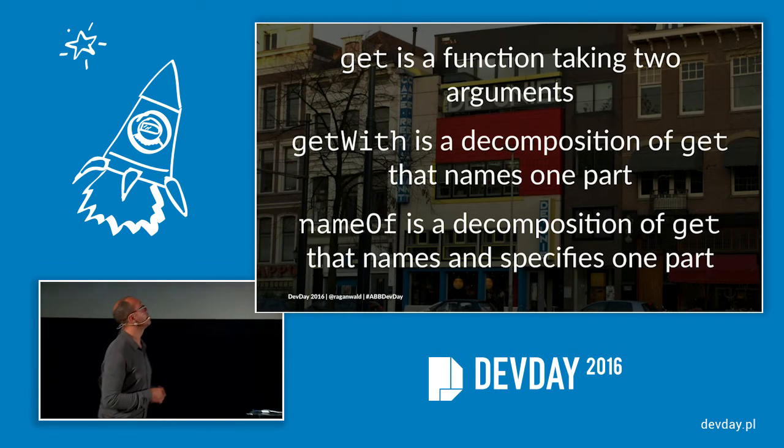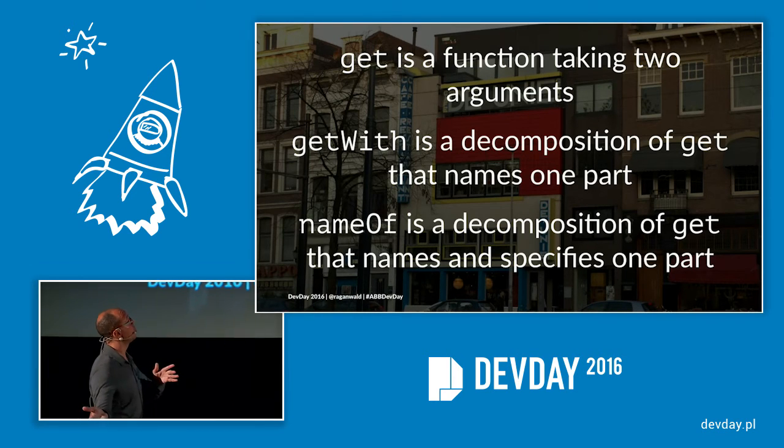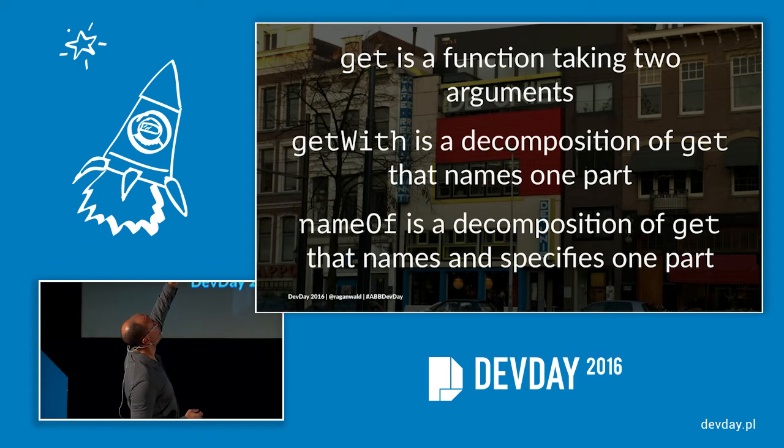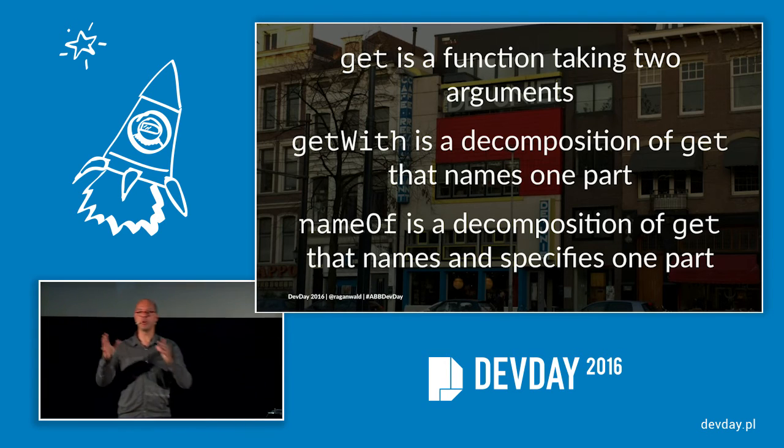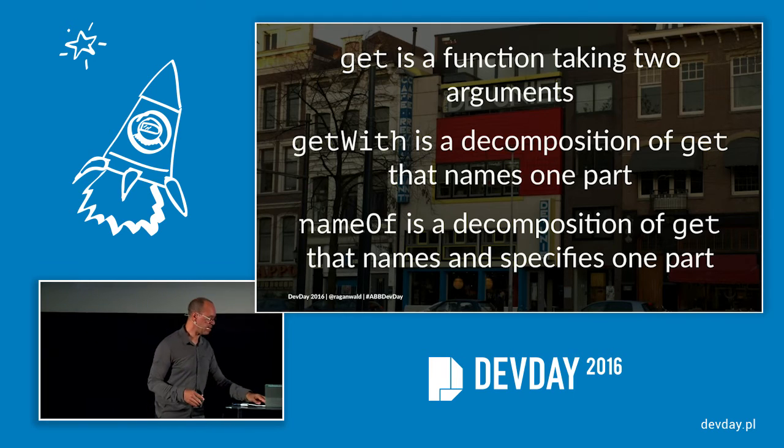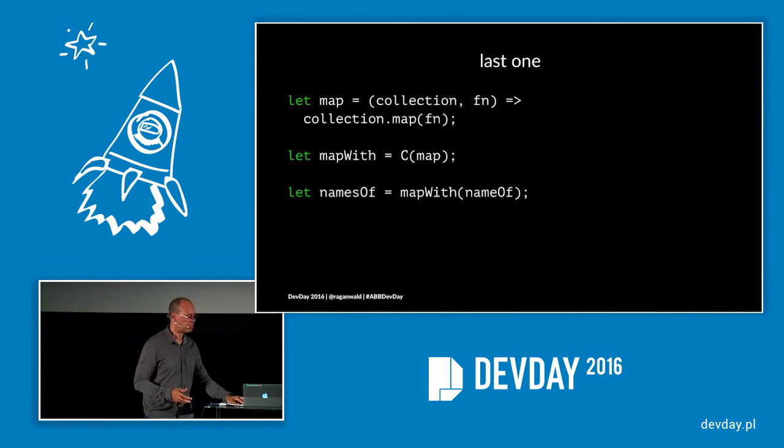Now, with our get function, it took two arguments. We knew how to turn get with and break it apart into a function that takes one of the two arguments. And then we knew how to decompose that by saying, well, this one argument could be very many things, but what if it was just one particular value? Both fundamentally the same idea. One more.